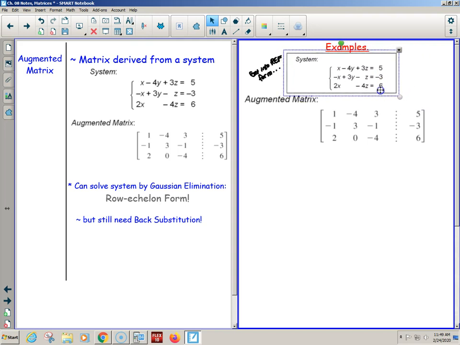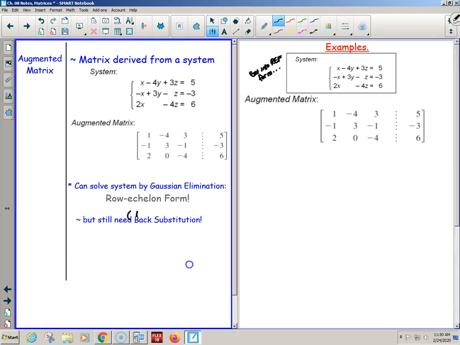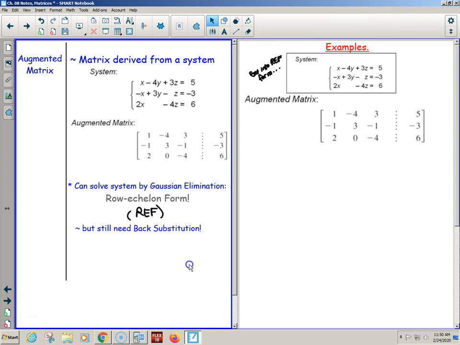REF, row echelon form. Might be good to put over here a quick little note: row echelon form is REF. Okay, I need to orient this or else I'm going to die. And what this does not say is reduced row echelon form. It just says row echelon.